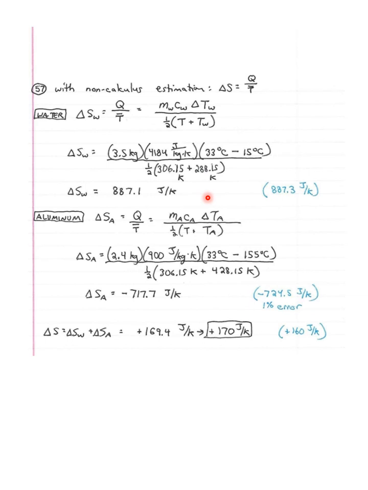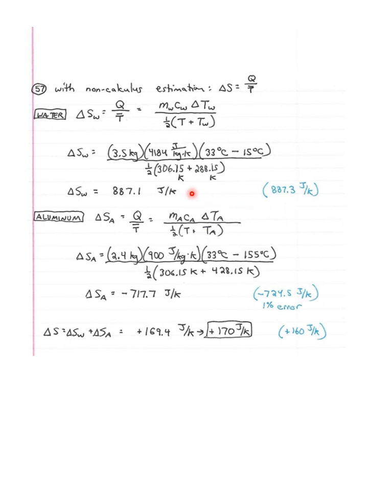Now, on the previous problem, you can look back and see it was 887.3 joules per Kelvin. We do the same for aluminum: m_A c_A delta T_A, that's the Q in the numerator, over the average temperature that the aluminum goes through, and that's the equilibrium temperature plus the original temperature of the aluminum, and we get negative 717.7 joules per Kelvin. And originally, when we did it the calculus way, we got negative 724.5 joules per Kelvin. Now you notice the differences.